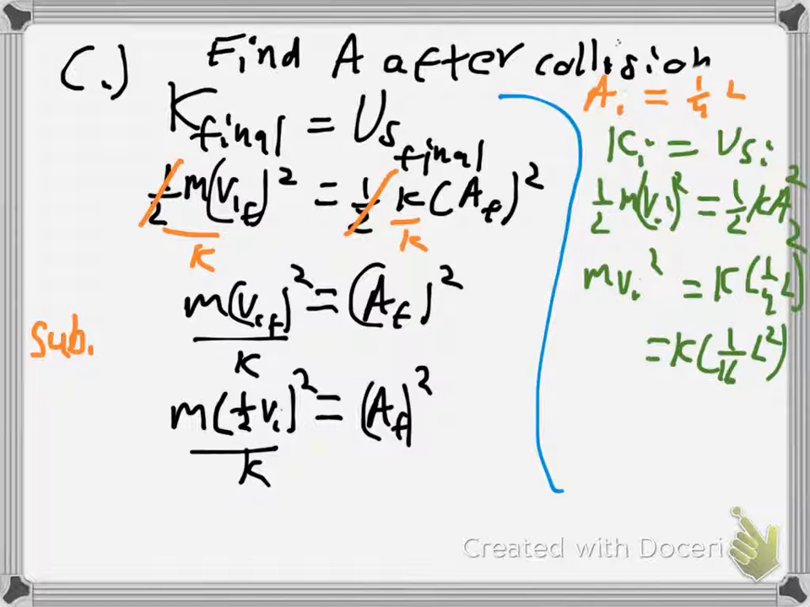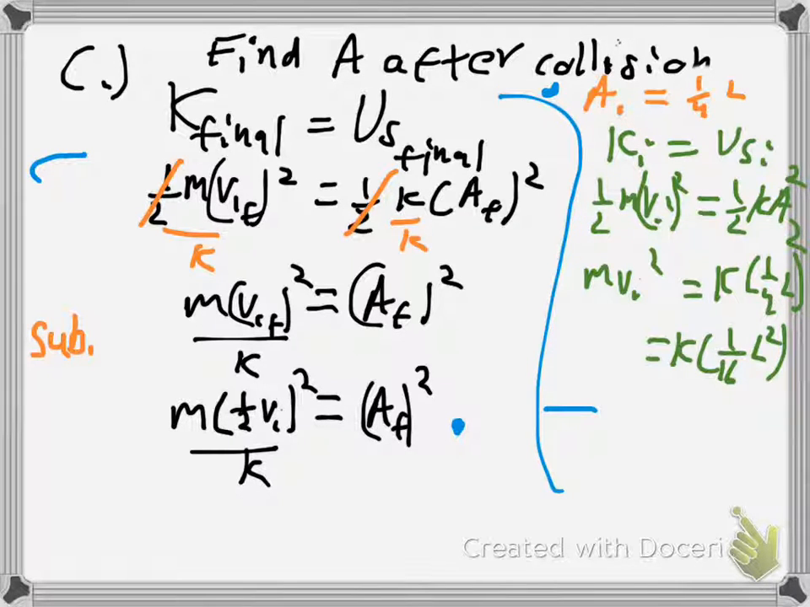Now if we substitute 1/2 V initial for VF, we can simplify this a little bit more until we get to this step. Let's pause there for now, and remember that the initial amplitude was 1/4 L. So if we look at the initial kinetic energy, that is also equal to the initial elastic potential energy, meaning before the collision. And so we have, let's see, this is a little hard to see.